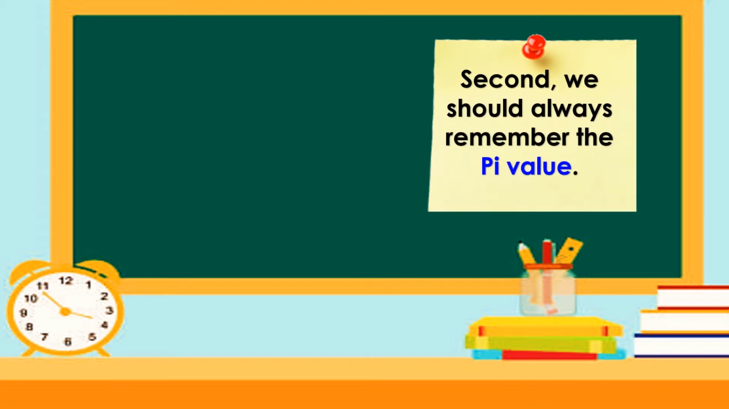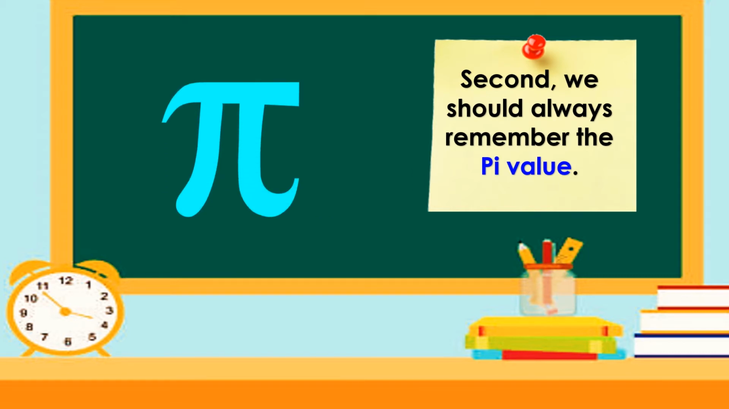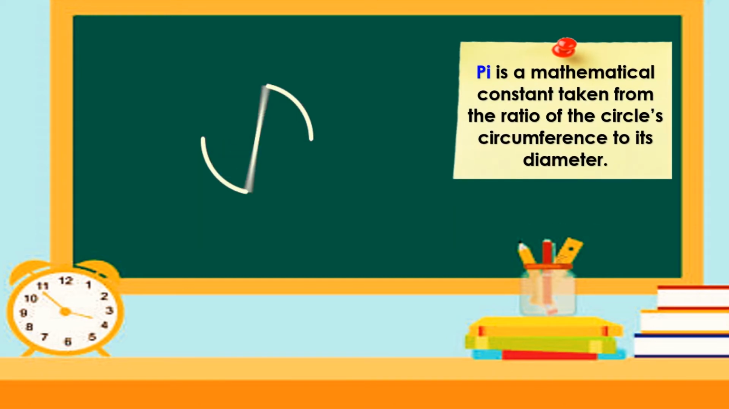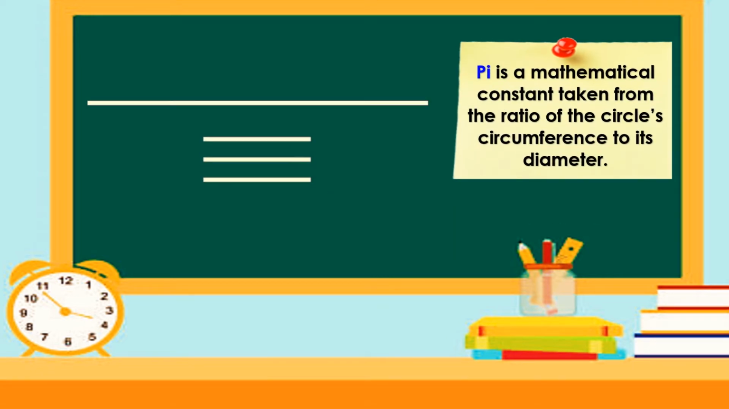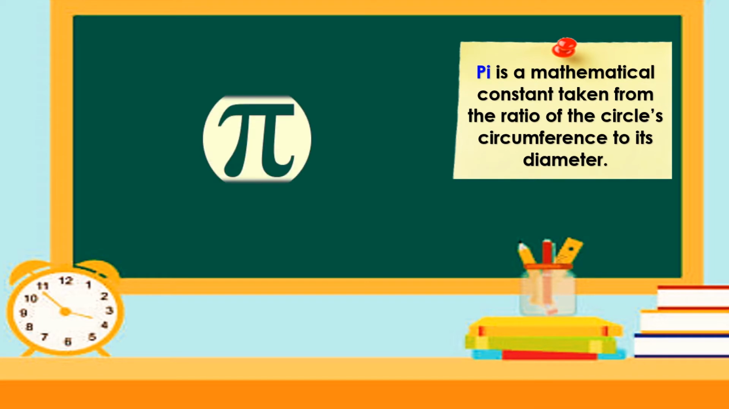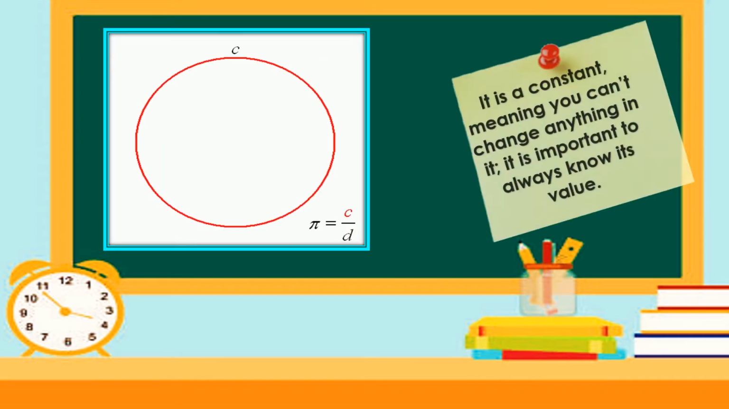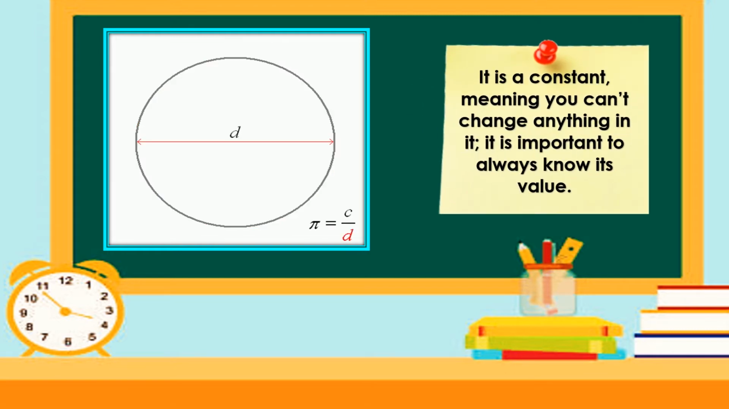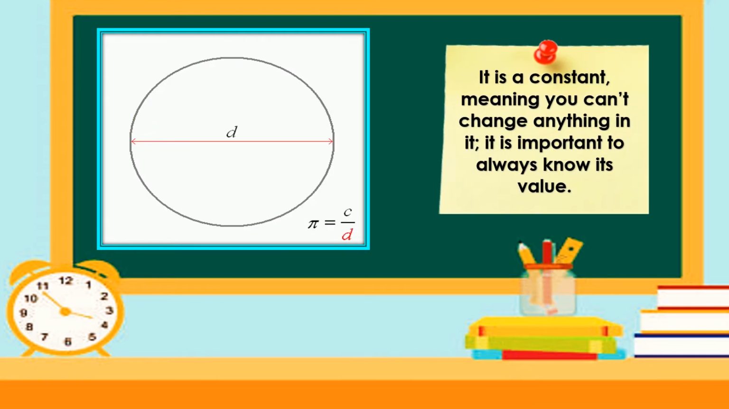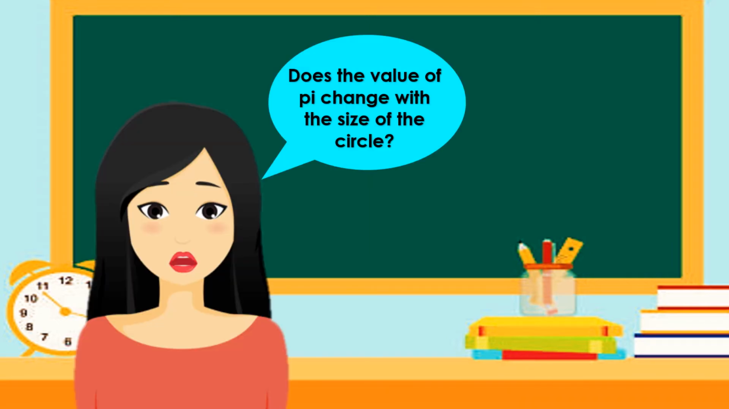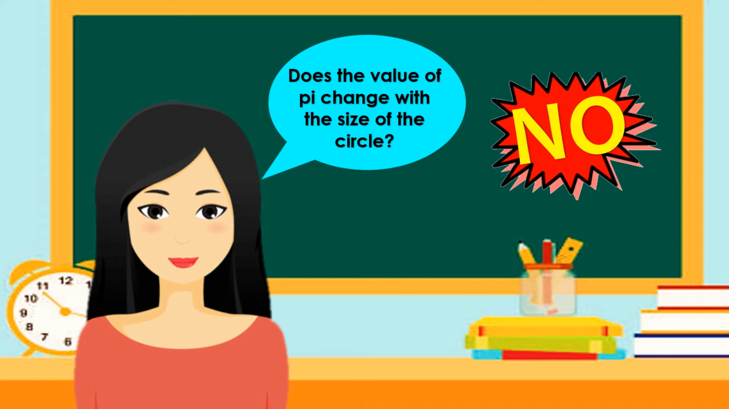Second, we should always remember the pi value. This is its symbol. Pi is a mathematical constant taken from the ratio of the circle's circumference to its diameter. It is a constant, meaning you can't change anything in it. It is important to always know its value. Does the value of pi change with the size of the circle? The answer is no. Let's watch this.